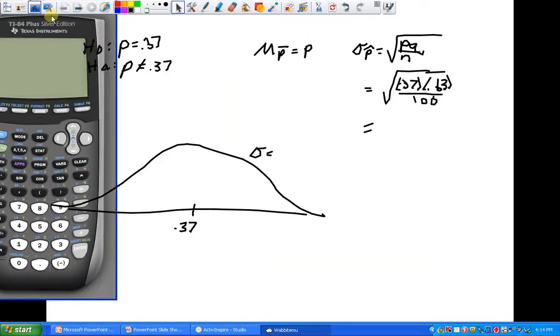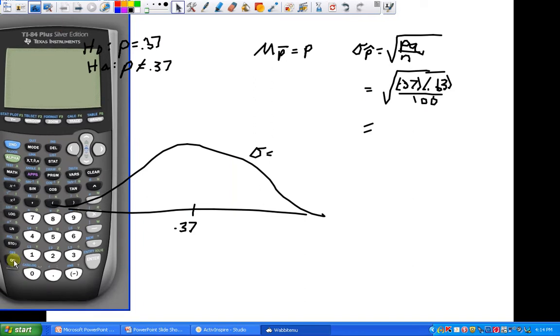So we have the square root of 0.37 times 0.63 divided by 100. And I don't have to be careful of, well, I guess we do have to be careful, but it's fine not to put parentheses here because order of operations will do inside the radical first. It'll do multiplication, that times that first, and then divide that by 100. So we're fine here. This is what our standard deviation is.